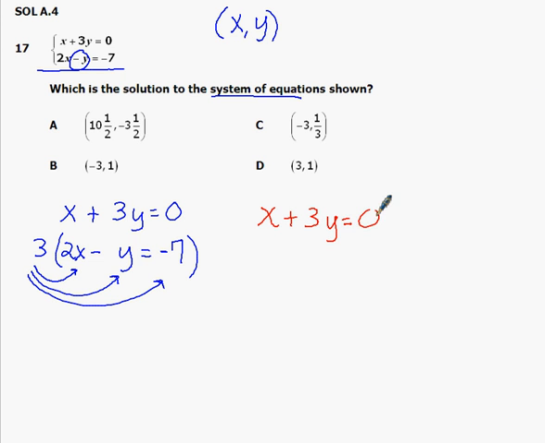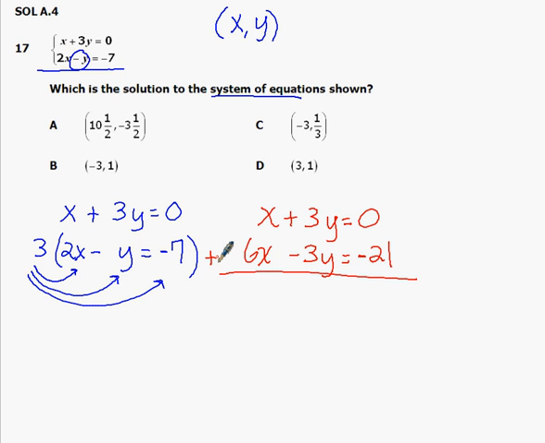Notice the first one hasn't changed, but the second one, when I multiply and distribute 3 times 2x, I will get 6x. 3 times negative y will give me a negative 3y, and 3 times negative 7 will give me a negative 21. The reason this method is called linear combination is because we're going to do just that. We're going to combine or add together the two equations.